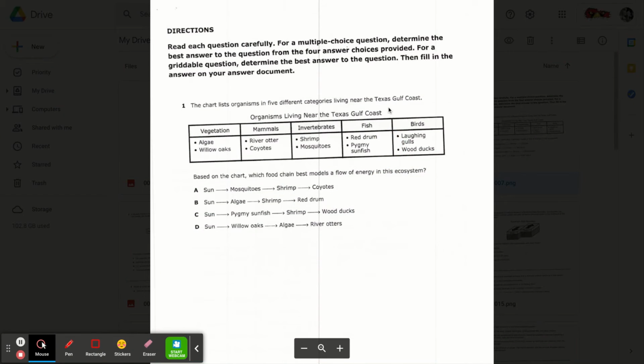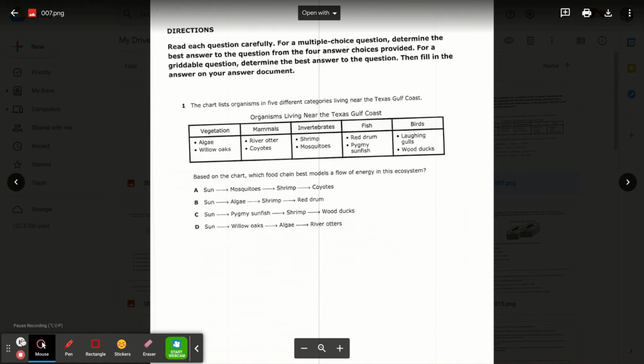Read each question carefully. For a multiple choice question, determine the best answer to the question from the 4 answer choices provided. For a gradable question, determine the best answer to the question, then fill in the answer on your answer document. Number 1, the chart lists organisms in 5 different categories living near the Texas Gulf Coast.